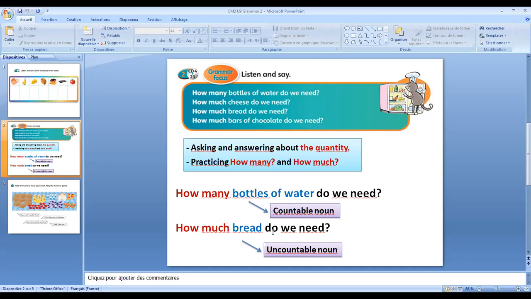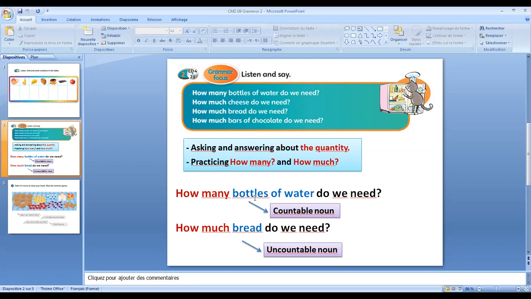Okay, so let's see this explanation here. How many bottles of water do we need? So bottles is a countable noun. How much bread do we need? Bread is an uncountable noun. We cannot say one bread, two bread. We say one loaf of bread, two loaves of bread. Imagine that in the first sentence we don't have bottles of water, we have directly water. Can we say how many water do we need? No. We are going to say how much water do we need, because water is uncountable. But here we used bottles and we can count bottles.